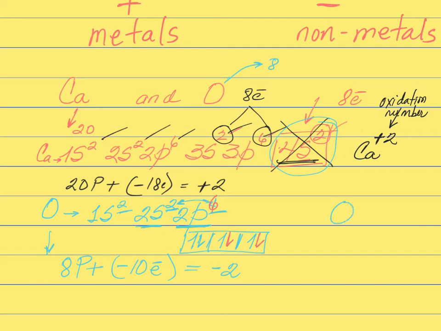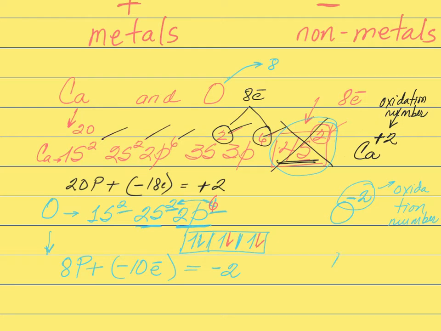And after gaining those 2 electrons, what's going to happen? Oxygen is going to become an anion with a charge equal to -2, and that number is called the oxidation number. See that?